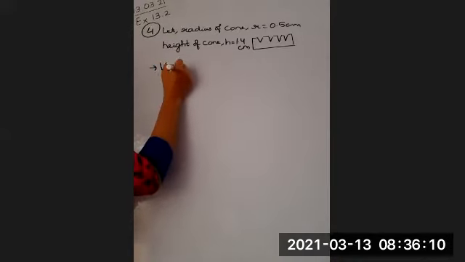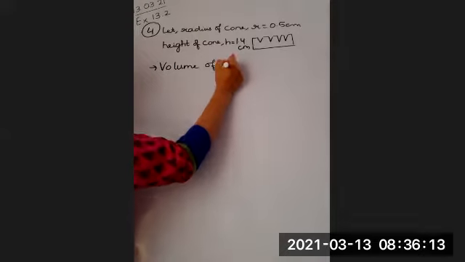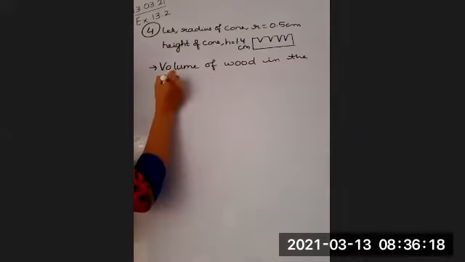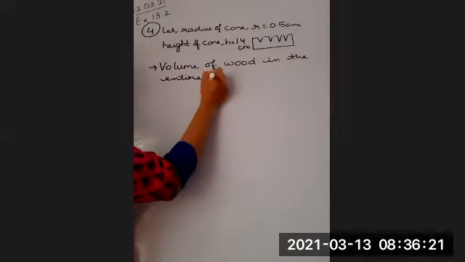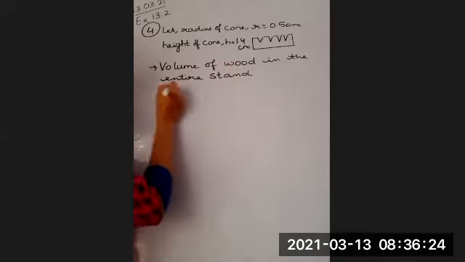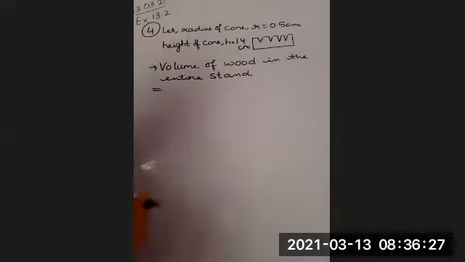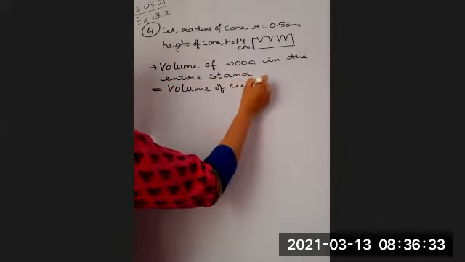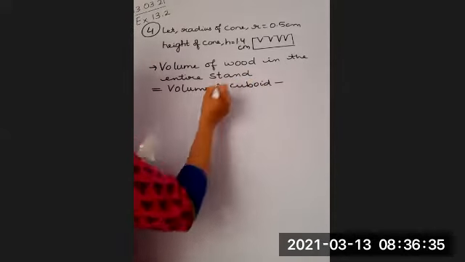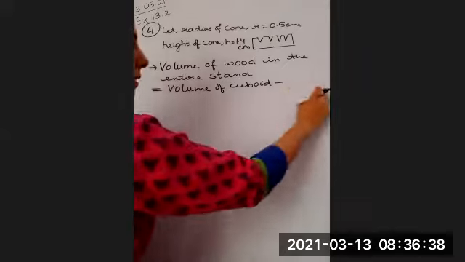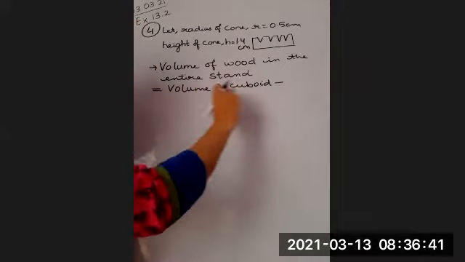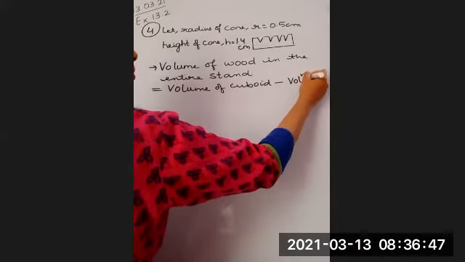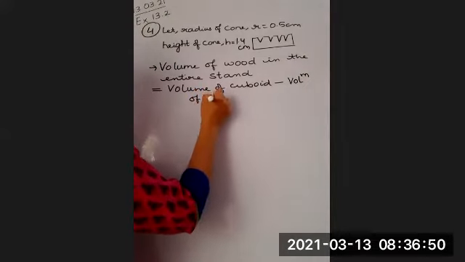Volume of wood, from the last statement only we are writing. Volume of wood in the entire stand is equal to volume of cuboid minus, I do not have space. That is why I'm writing in the next step. I'm sure there must be enough space in your register to write in one go. Minus volume of 4 cones.